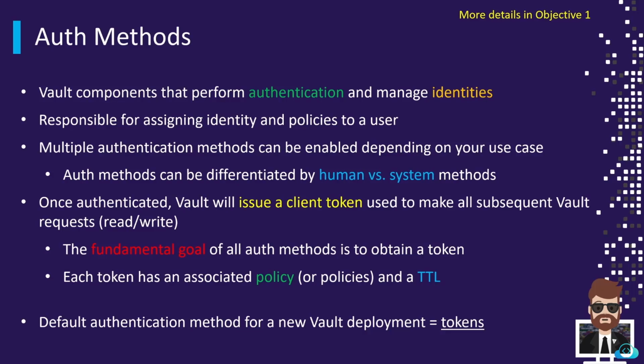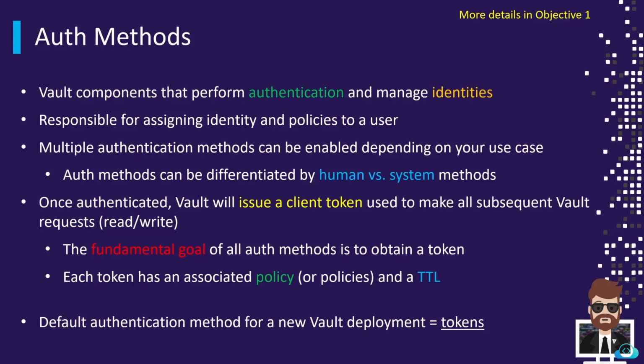Now, the fundamental goal of all auth methods is to obtain a token. And that, of course, is you're not using a token directly, right? There's a token secrets engine. So if you give an application just a token directly, it's not going to use a token to get a token, right? But if you're using LDAP, OIDC, AppRole, Kubernetes, any of these other auth methods, the fundamental goal of the auth method is to obtain a token. And then again, that token is used to make all requests. Now, each one of those tokens has an associated policy or multiple policies, and it has a TTL, right? How long is this token valid for?